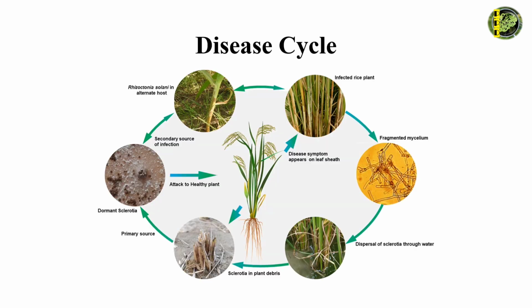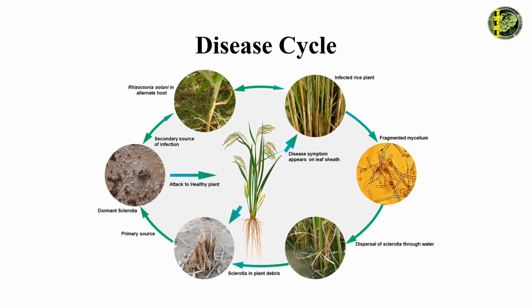Let's talk about the disease cycle. Basically, the sclerotia and mycelia in infected debris are the primary source of inoculum. During the cropping season or at the harvesting stage, the sclerotia fall on the ground and serve as the survival structures of this fungus. And basically, the sclerotia survive up to 2 years into the next cropping seasons, and they accumulate more frequently over time.